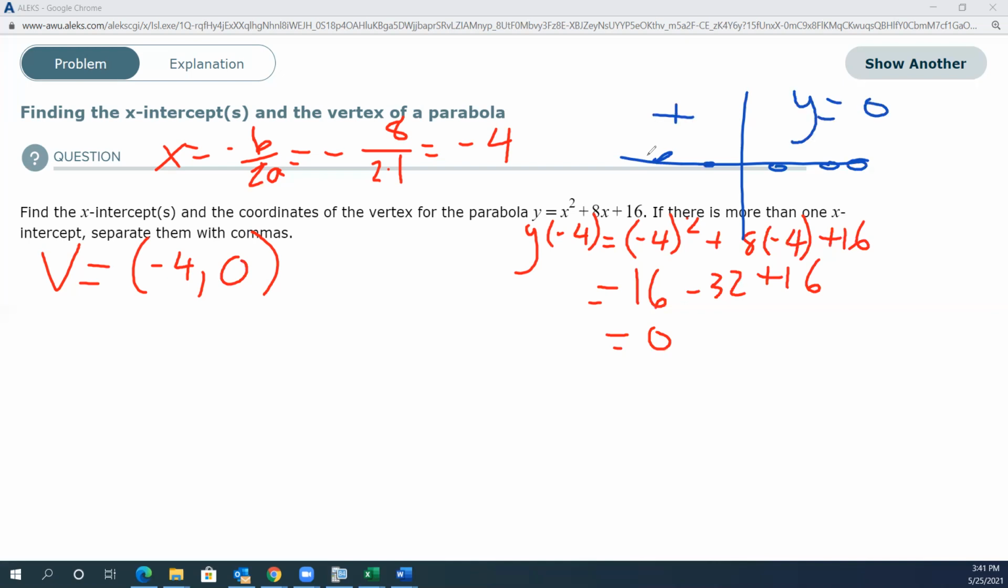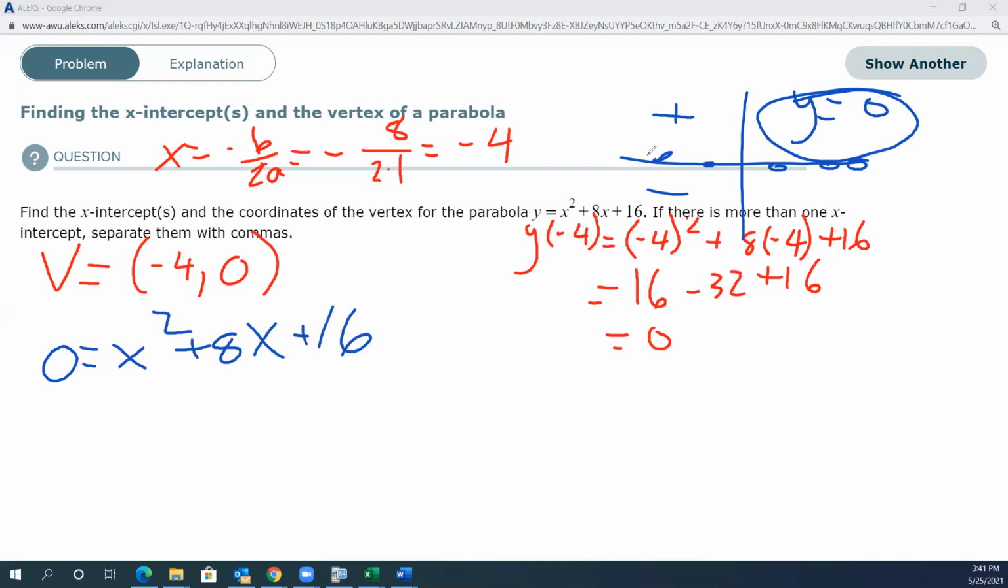You're not up here where y is positive. You're not down here where y is negative. You're where y is 0. So if you want to find x-intercepts, you replace y with 0. And now you can solve with completing the square, quadratic formula, graphing the left, graphing the right, factoring, whatever, if it factors. It does factor, in fact.